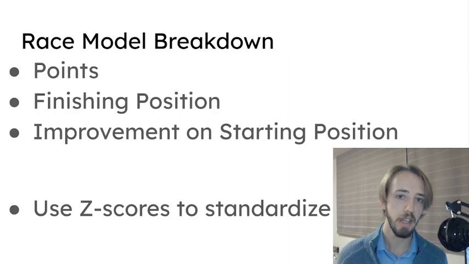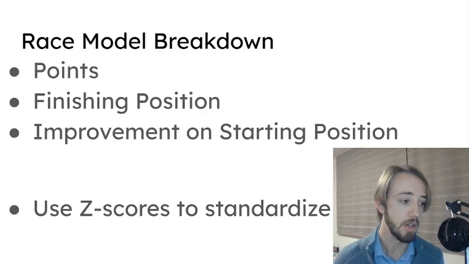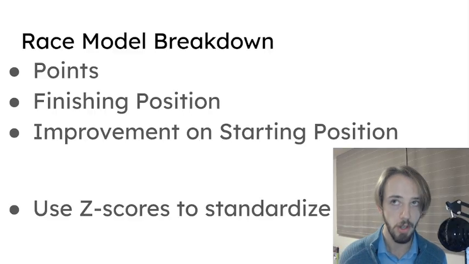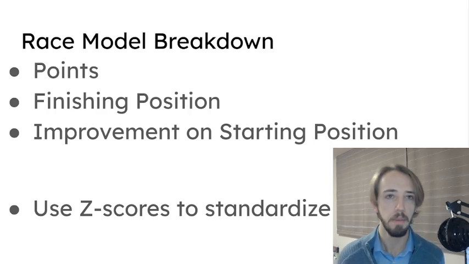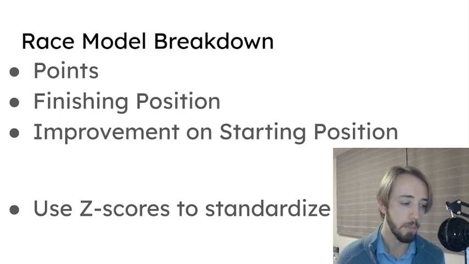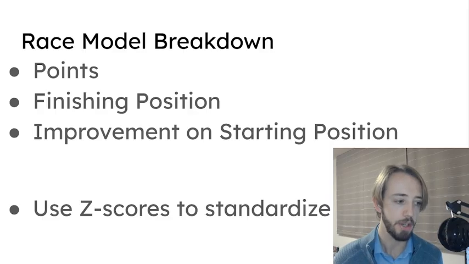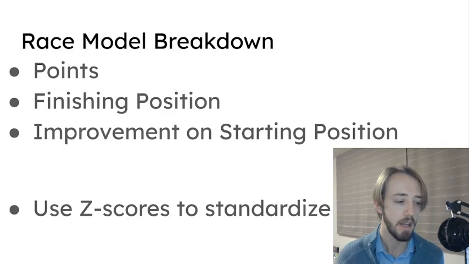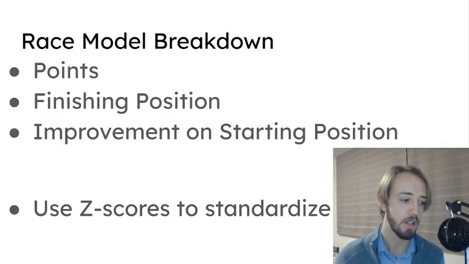So just to give a breakdown of the different components of the race model, this is how it stands right now, at the start of 2025. I'm making changes right now, so in a year or so it might be a little bit different, but this is how it stands. The three major categories I use for the model are points, finishing position, and improvement on starting position, or their ability to overtake, as I like to call it.